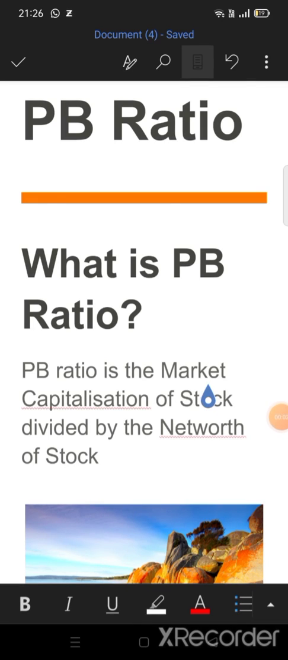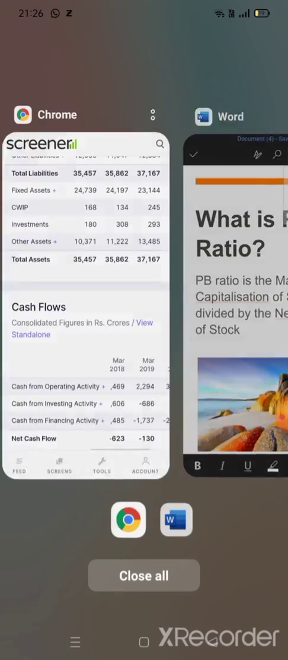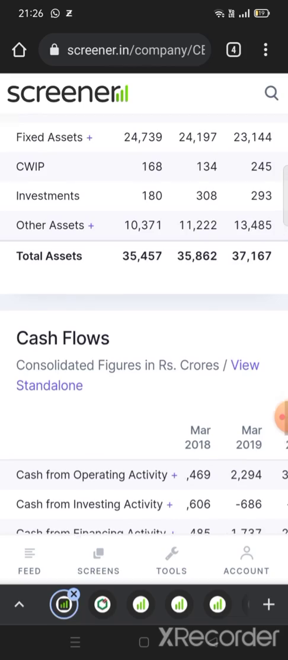PB ratio. So what is PB ratio? PB ratio is the market capitalization of the stock divided by the net worth of the stock. So let me demonstrate how a PB ratio is actually calculated.